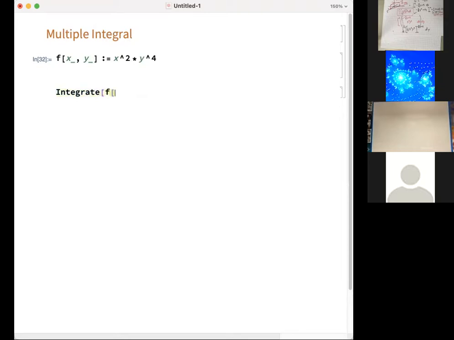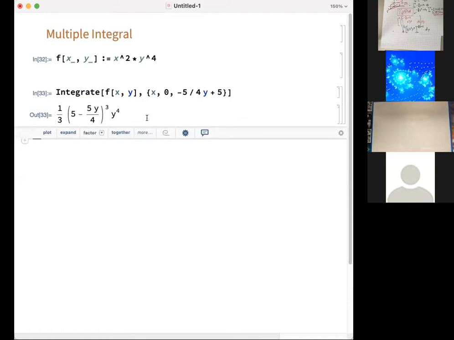F of x comma y with the limits x from 0 to -5/4 y plus 5. Let's just see what Mathematica makes of this. And Mathematica creates a crazy polynomial in y. I'm not going to get any numerical answer here because I haven't done the summing in the y direction yet. I've only summed with respect to x.